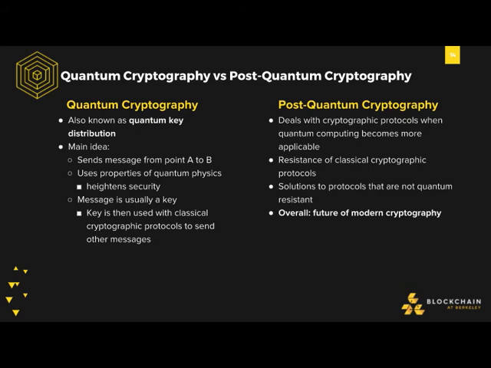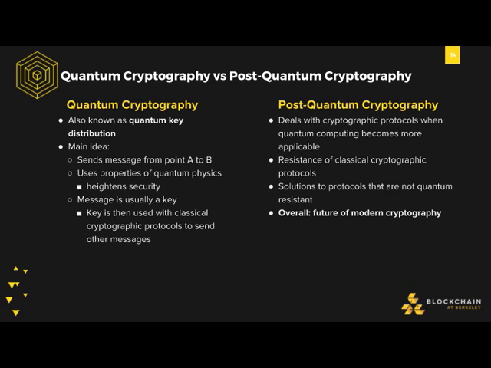So quantum cryptography is also known as quantum key distribution. The main idea is that suppose you have a person, Alice, that wants to send Bob a message. Quantum cryptography uses principles of quantum physics in order to send this message with high enough security. The point is that you can tell if someone is interfering with the message sending, and it's very easy to tell if the message is being tampered with.